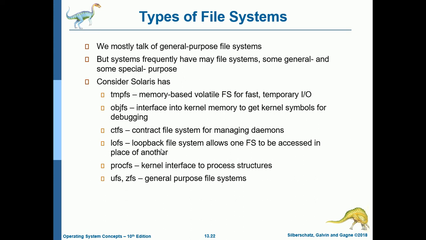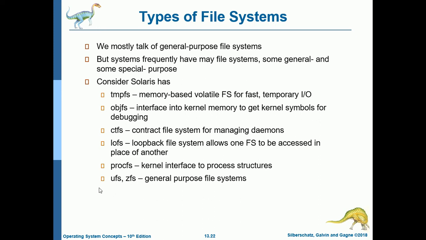So consider Solaris, it has a TMPFS. This is a memory-based volatile file system for fast temporary I/O. We also have OBJFS, an interface into kernel memory to get kernel symbols for debugging. And then we have CTFS, contract file system for managing daemons. And LOFS, the loopback file system, allows one FS to be accessed in place of another.